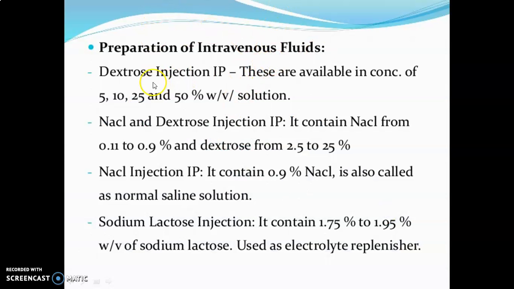Preparation of intravenous fluids. Dextrose injection IP is available in concentrations of 5, 10, 25 and 50% weight by volume solution. Sodium chloride and dextrose injection IP contains sodium chloride from 0.11 to 0.9% and dextrose from 2.5 to 25%. Sodium chloride injection IP contains 0.9%; sodium chloride is also called normal saline solution. Sodium lactate injection contains 1.75% to 1.95% weight by volume of sodium lactate, used as an electrolyte replenisher.